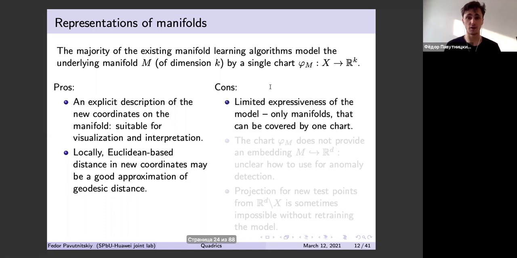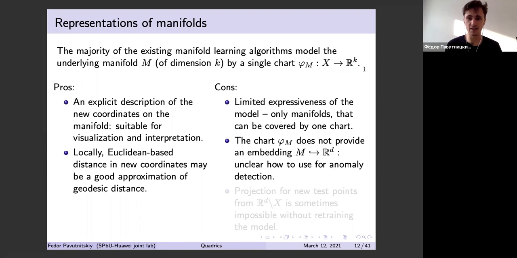The cons are the following. Of course, we limit quite severely our class of manifolds. We only consider manifolds that can be covered by one chart. For example, a torus cannot be covered by one chart, right? A sphere cannot be covered by one chart, etc. Also, for example, in some maps there is a condition that the chart should be isometric, so you cannot have weird things with curvature. So it is another limitation.